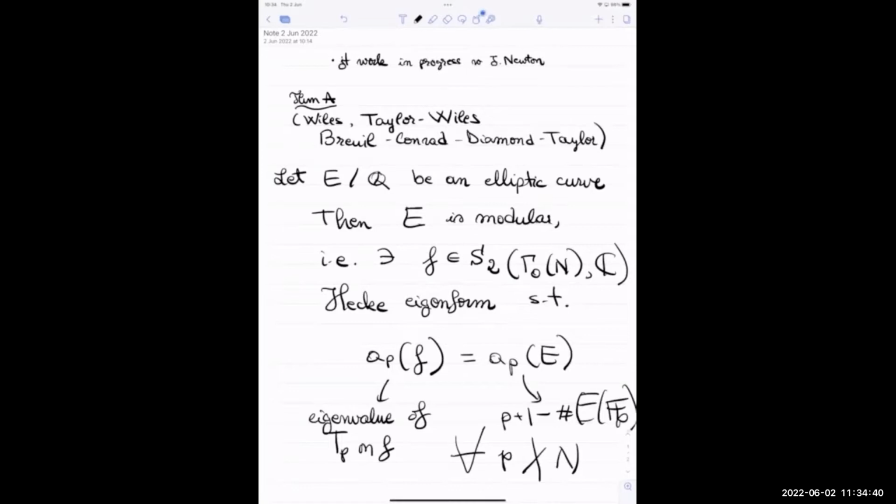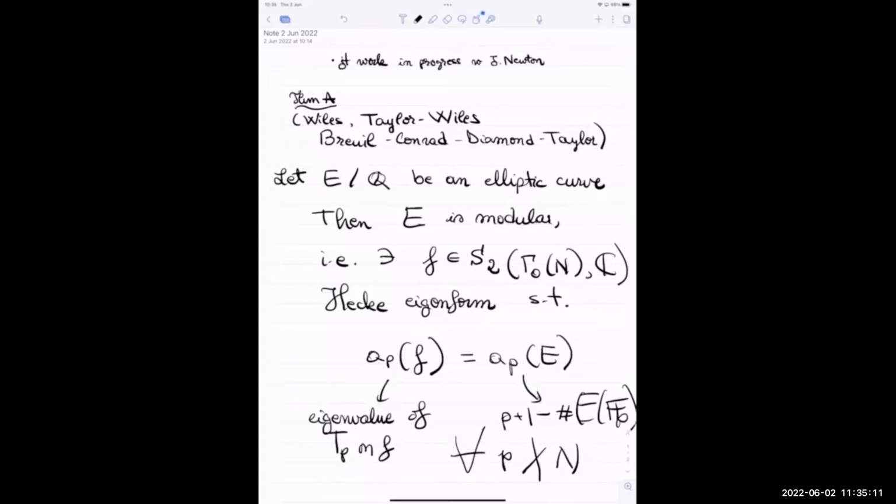Right, and this modularity, for instance, implies the Hasse-Weil conjecture for the elliptic curve. So it tells you that the L-function of the elliptic curve has analytic continuation to all of the complex numbers. And this is something that you need in order to, say, formulate the Birch-Swinnerton-Dyer conjecture, since that concerns the order of vanishing of that L-function at 1, where a priori this L-function was not defined.